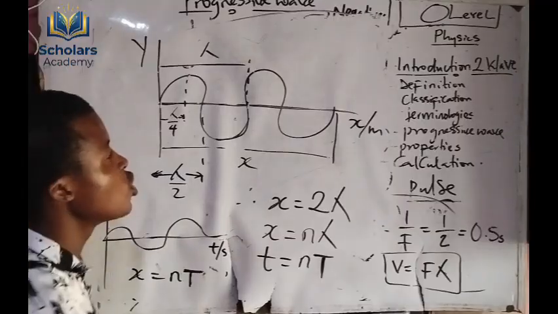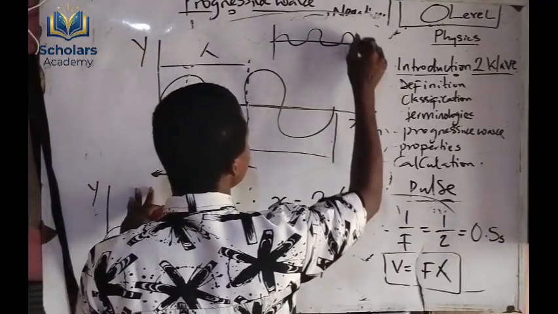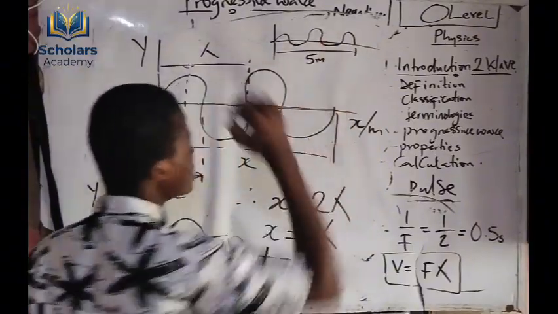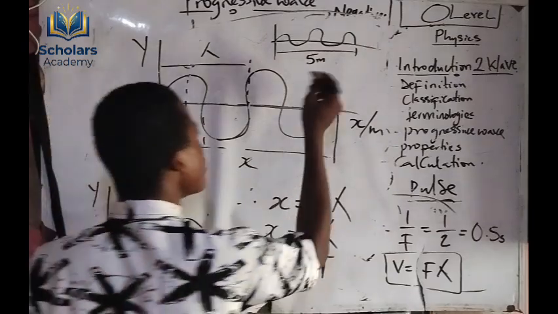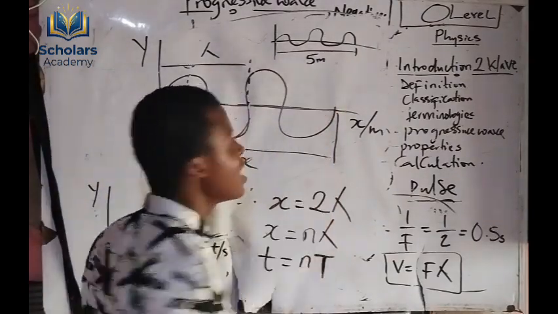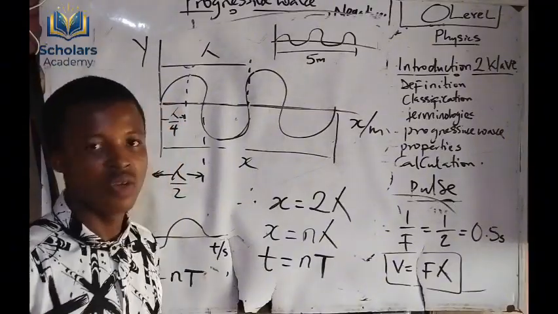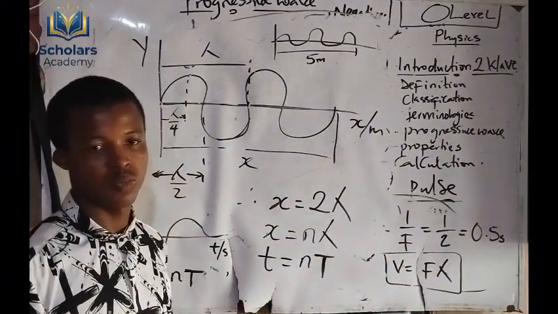Now, why did I tell you this? You notice that they will give you something like this. They will not tell you that this is one wavelength. They will say if this is 5 meters, what is the wavelength? If you have from here to here 5 meters, what is the wavelength? And you know this is not a wavelength. How do you know? Because this is not one wave, not one cycle. This is more than one cycle or one wave.